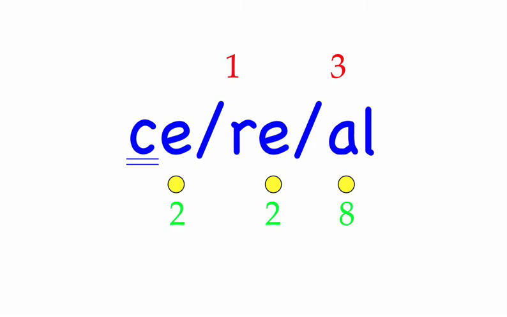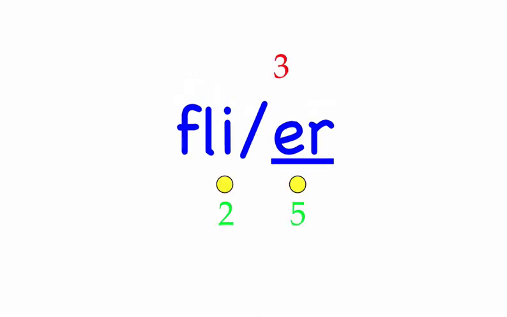Flyer. A flyer is a handbill that advertises a particular product or event. Fly, 3 sounds. F, l, I. Er, one sound. Flyer, mark the word.